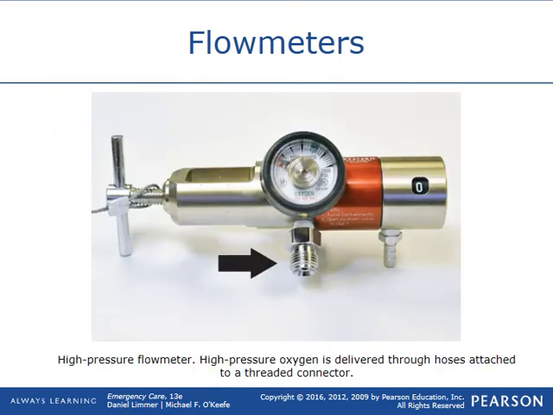This one's your high pressure flow meter. If you need to deliver high pressure oxygen, you're going to use the valve coming out just below the display valve.